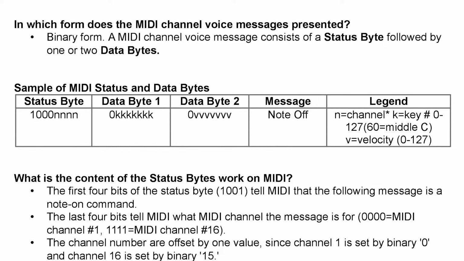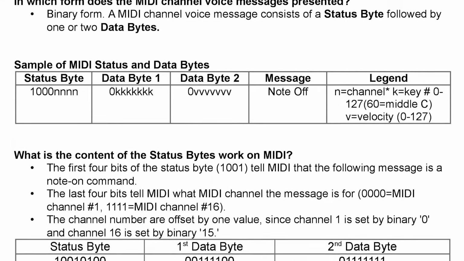In which form are the MIDI channel voice messages presented? There are two. This is based on binary form. So for a MIDI channel, we have a status byte followed by 1 or 2 data bytes. If you see over here, this is a sample of a MIDI status and data byte. So this is the status byte, this is data byte 1, data byte 2, and then this is the meaning of the message, and this is how it looks.